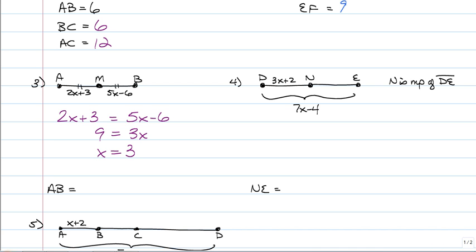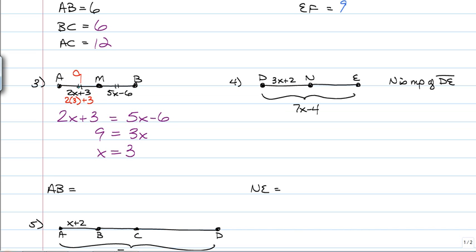If the left side is equal to 7 and the right side is equal to 12, you did something incorrect algebraically, since this is a midpoint problem and the left should be equal to the right. So let's plug 3 in. So we have 2 times 3 plus 3. So 6 plus 3 is 9. AM is 9.